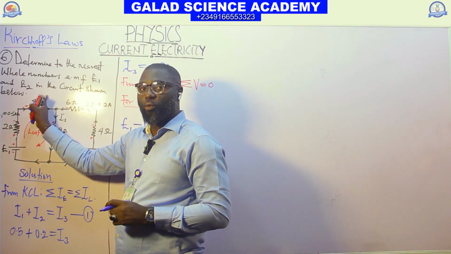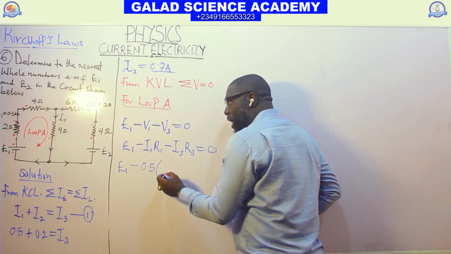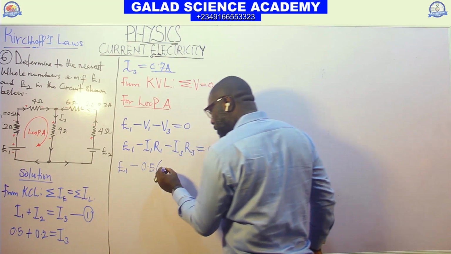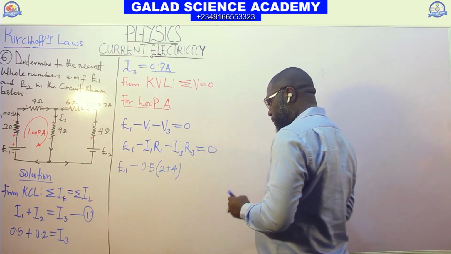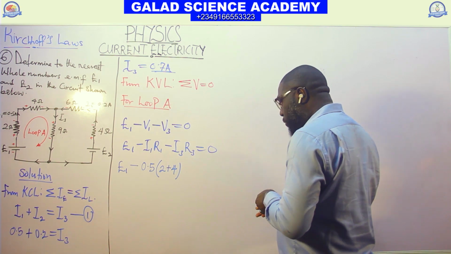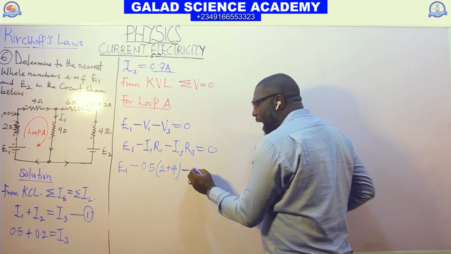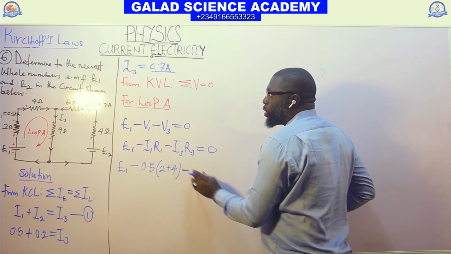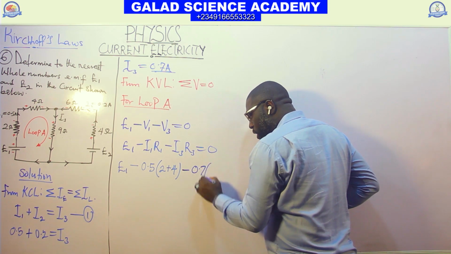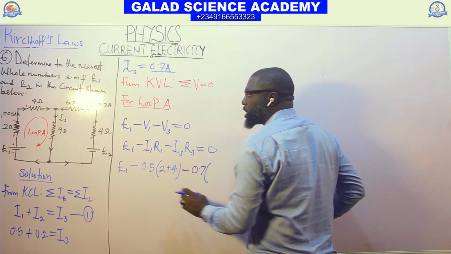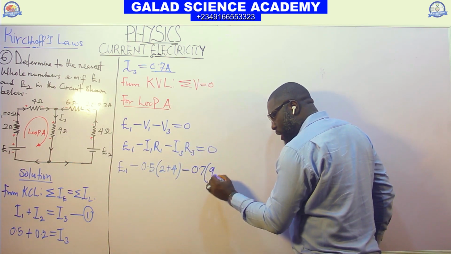2 ohms and 4 ohms. They are in series. Combine them together, we have 2 ohms plus 4 ohms. So the two of them will give us this, minus I3. Current I3 is 0.7, and the resistor for I3 is 9 ohms.